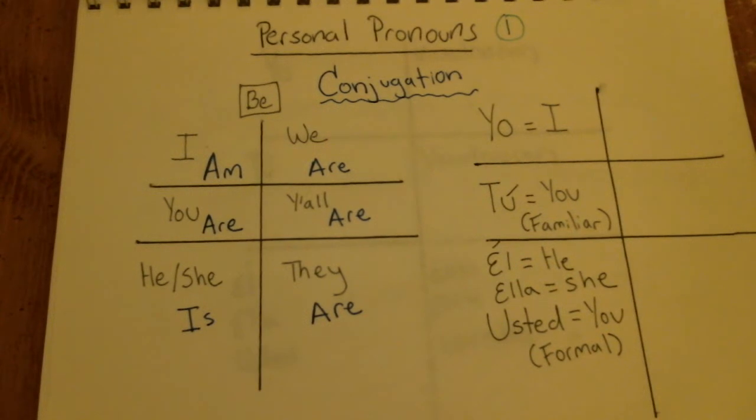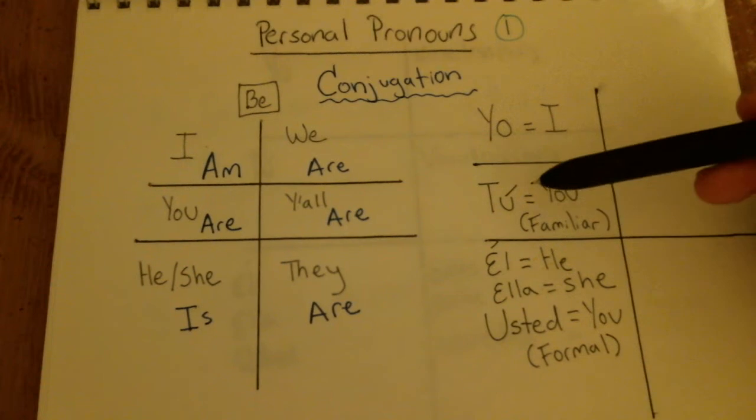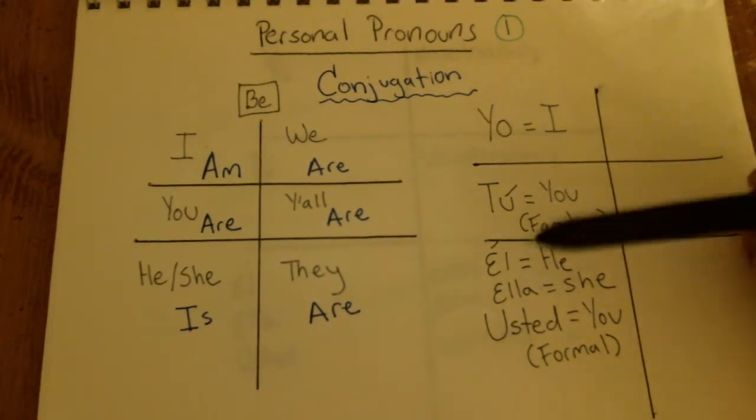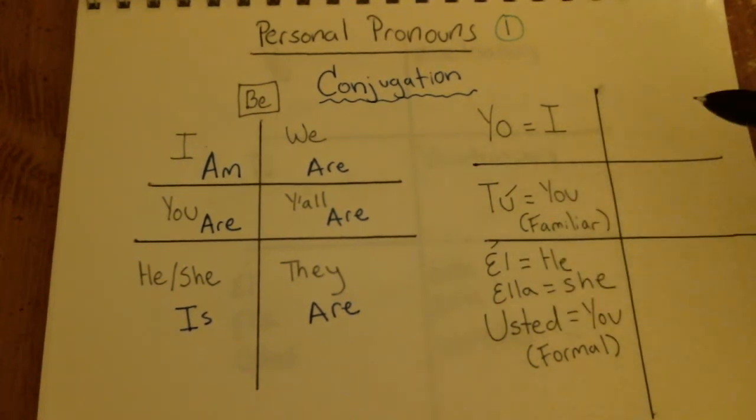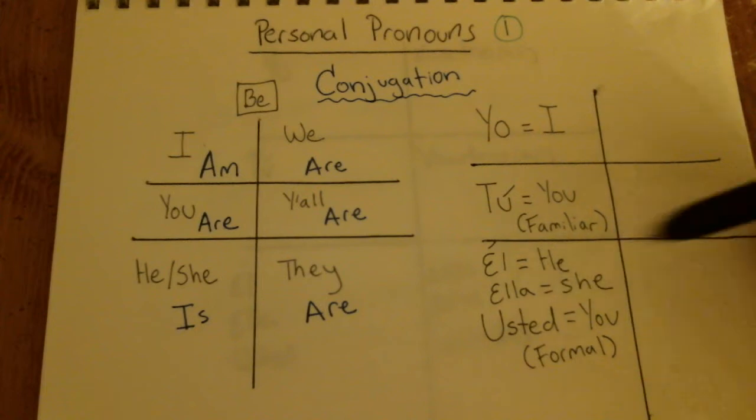Now you might be asking yourself, why is it that yo gets its own box? Why is it tú gets its own box, but él, ella, and usted have to share a box? Why is that? The reason is because in Spanish, when you're conjugating your verbs, you use the same conjugation for él as you do for ella and for usted. They all use the same conjugation.